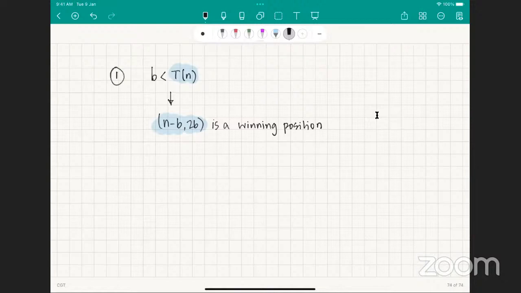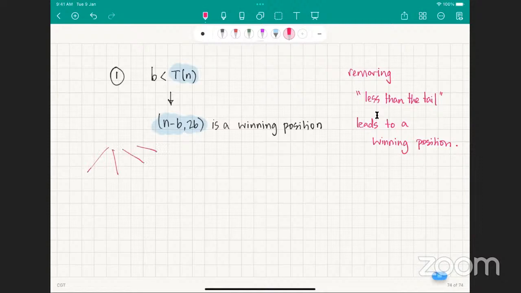So here what we are saying is removing a number of tokens that falls short of the tail leads to a winning position. So these are essentially scenarios from where, basically, no matter what you do, you're going to have the other player win.